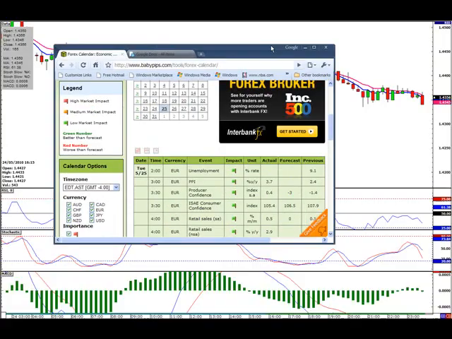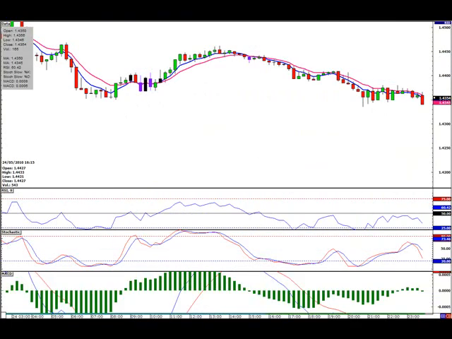You can do the same thing or set some kind of alert or alarm to let you know. And really, again, the most important thing is we just want to know when those news events are coming out, because we don't want to be in the markets at those times.